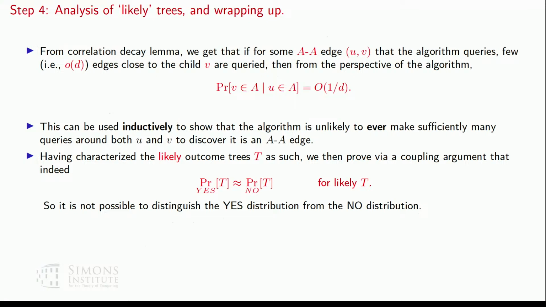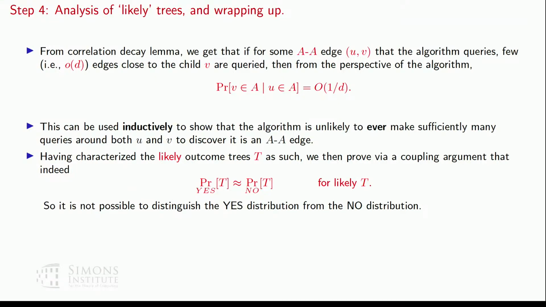So using this correlation decay lemma, which we prove via correlation decay, we get that if you have an AA edge UV that the algorithm queries at some point, the algorithm will see AA edges. That's inevitable. We're going to have to prove that the algorithm won't notice that this was an AA edge. So how do we argue this?